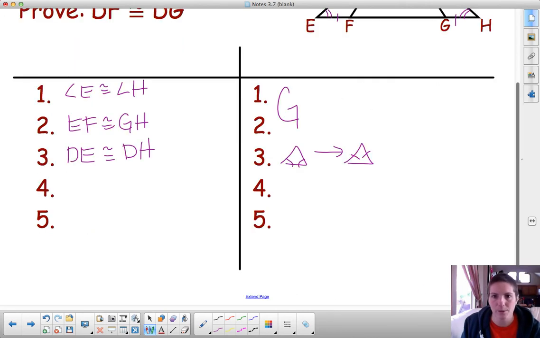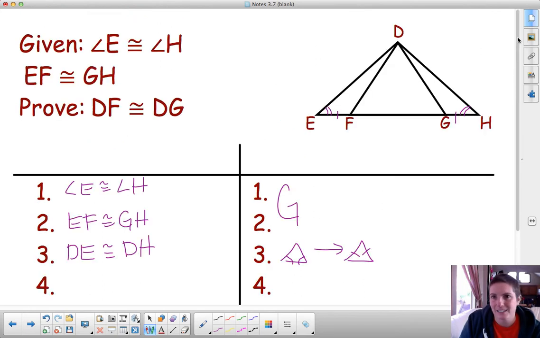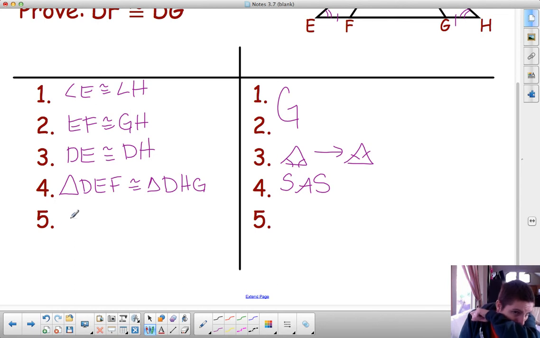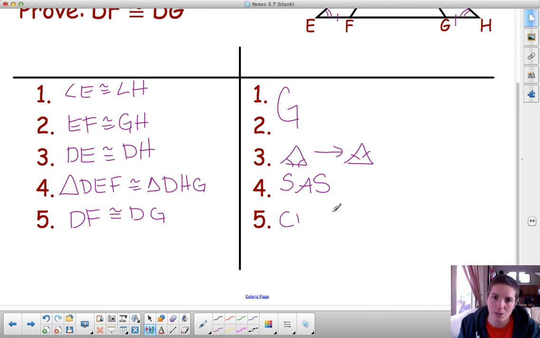Step 4, I guess I should have put this up a little further. It does have 5 steps here. Step 4 says that triangle DEF is congruent to triangle DHG, and we're able to mark here and here. So we used side angle side. So we're able to say DF is congruent to DG by corresponding parts of congruent triangles being congruent.